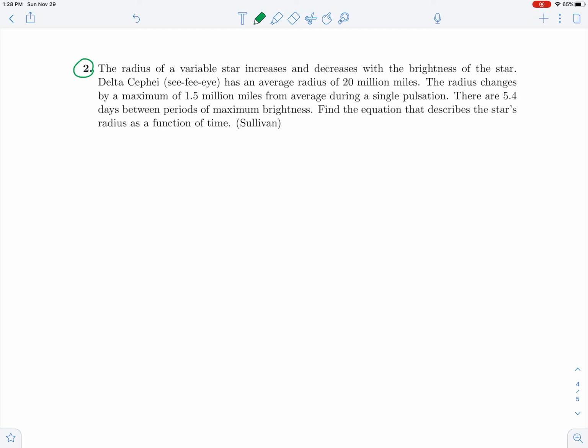Just pick it apart, figure out what the phase shift is, what the amplitude is, and you should be able to come up with the equation that describes the star's radius as a function of time, and I'll leave that to you guys.